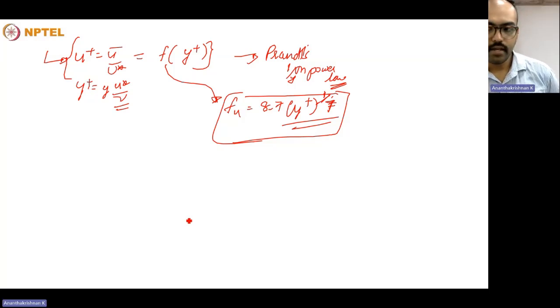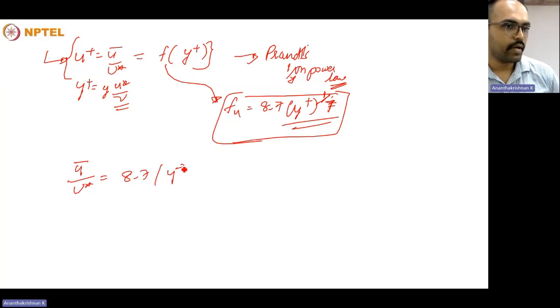So basically, the previous equation says that u plus is equal to 8.7 y plus raised to 1/7. So u plus, that is u bar divided by u star, is equal to 8.7 y plus raised to 1/7. So that is the equation.